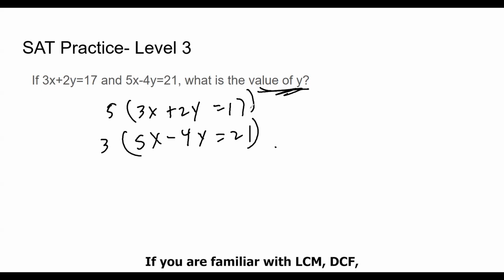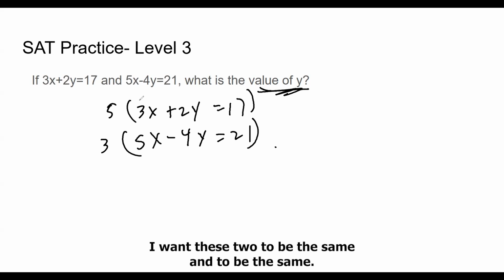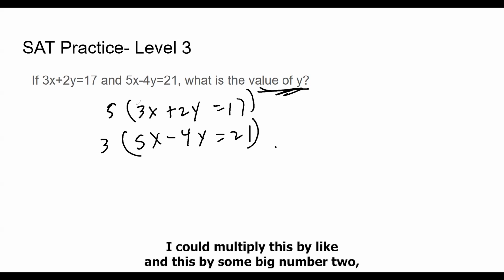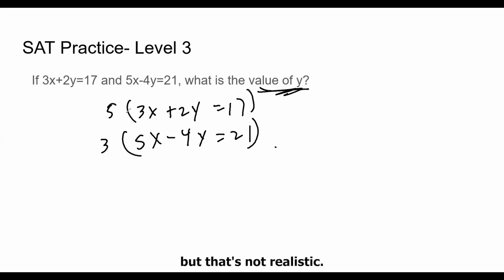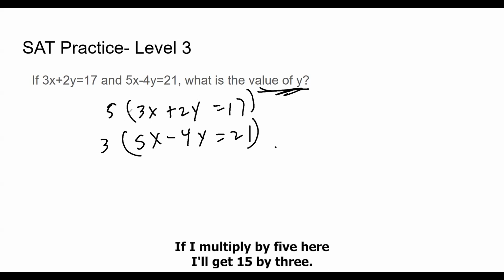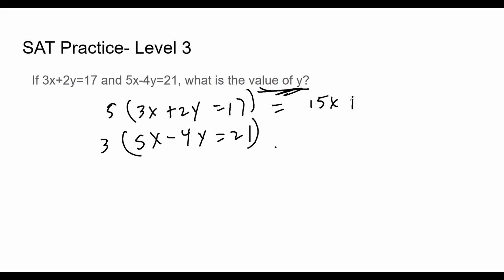If you are familiar with LCM, GCF, those terms, I'm basically thinking in those terms. I want these two to be the same, so I've got to find a number. I could multiply this by 10, this by some big number too, but that's not realistic. I want to do the smallest thing I can so that it's the same number. If I multiply by 5 here, I'll get 15, and then by 3 here, I'll get 15, and that's what I want. So this is going to give me 15x plus 10y.